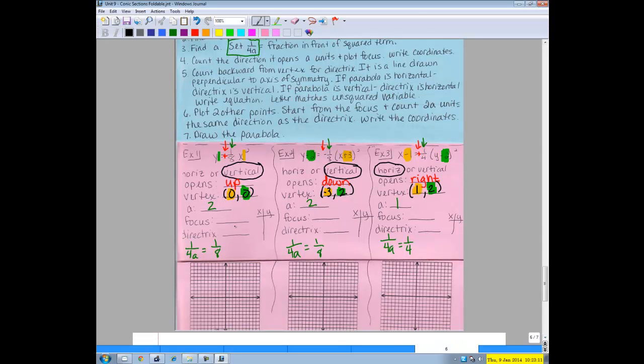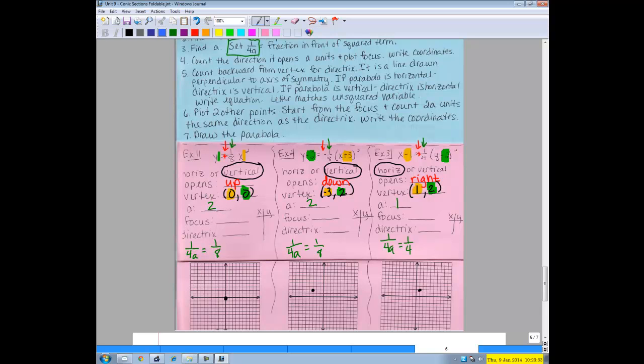So on this one, our vertex is 0, 0. On this one, our vertex is -3, 2. And on this one, our vertex is 1, 2. Now we've got the vertex, so we're going to use this A to find our focus.